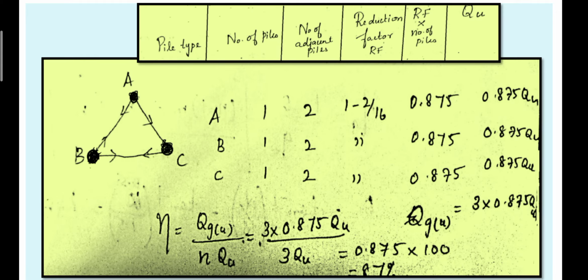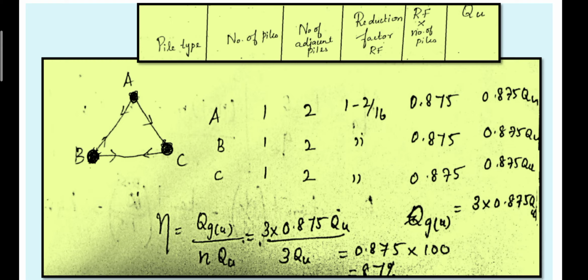Now what are the adjacent piles? For A, what are the adjacent piles? Diagonally or nearby. Here, B and C are diagonally nearby. For B, A and C are nearby. For C, A and B are nearby. So the adjacent piles are 2, 2, 2. Now apply Fell's rule and find the reduction factor: 1 minus 2 by 16, for each pile.